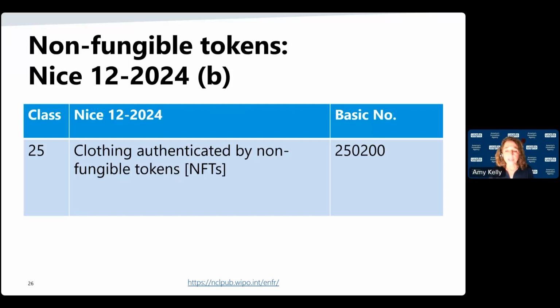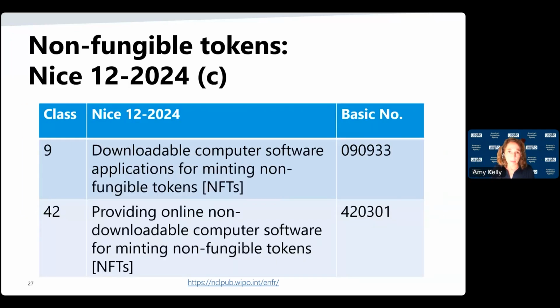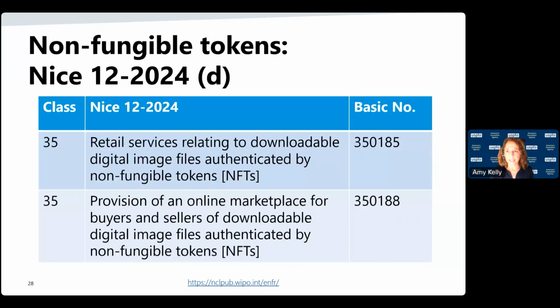2 other NFT related entries that were accepted by the committee of experts for 2024 were for the minting of NFTs, downloadable software in class 9, which are goods, and providing online non-downloadable software in class 42, which of course are computer services. Finally, the last two of the 7 new NIST alphabetical list entries with NFTs are related to retail services and online marketplace services in class 35.